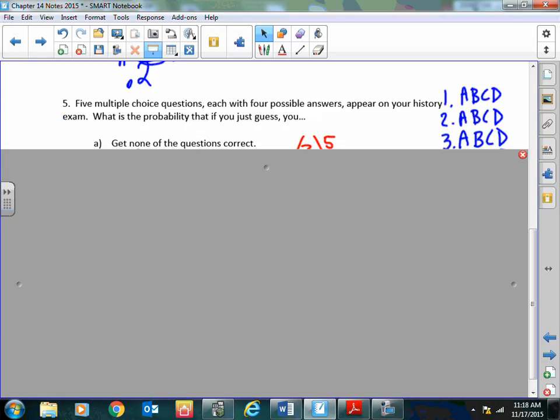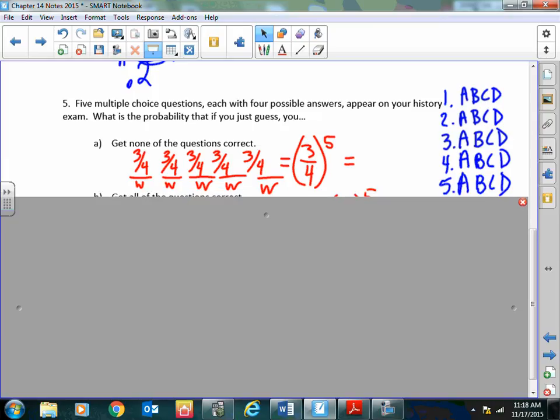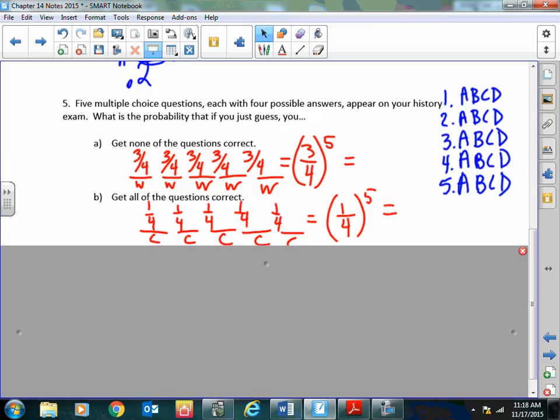Let's go ahead and take a look at some of those so far. So if you get none of the questions correct, what does that mean about all 5 of them? They are all wrong. Wrong, wrong, wrong, wrong, wrong. So that's 3/4 to the 5th power, whatever that comes out to be. Okay? How would that work if you get all of the questions correct? Then that means correct, correct, correct, correct, correct. And so that's 1/4 to the 5th power.